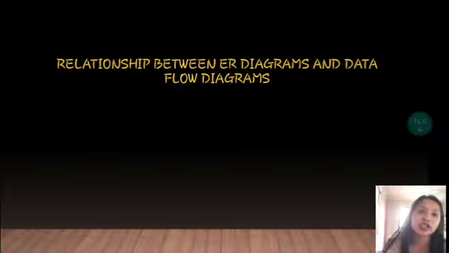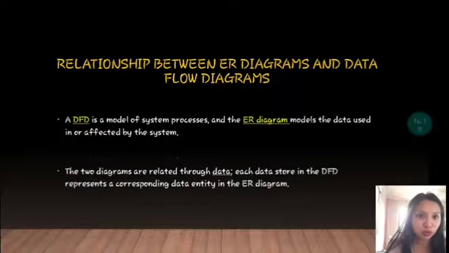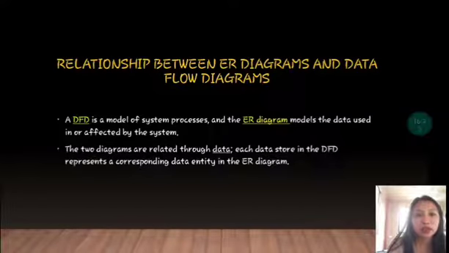Next would be the relationship between the entity relationship diagram and the data flow diagram. Aside from both being documentation techniques, these two are related through data. The DFD, or the data flow diagram, is the model of system processes, while the ER diagram models the data used in or affected by the system. So they are related through data. Each data store in the data flow diagram represents the corresponding data entity in the ER diagram.